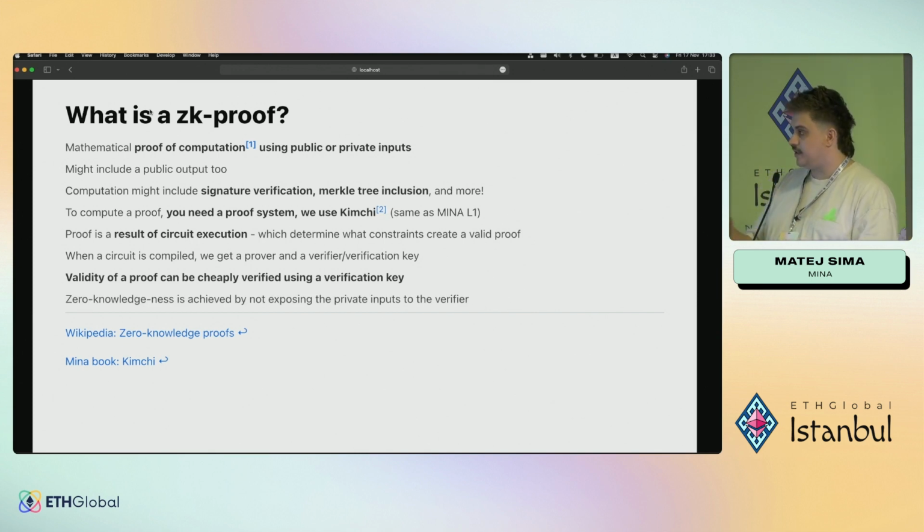The zero knowledgeness of a proof comes from the fact that the computation can be done on two kinds of inputs. One is public, or it could also be private. So when the verifier is verifying your proof, they have no access to your private inputs, only to the public results of the execution.